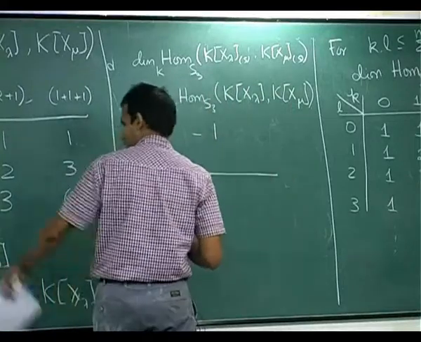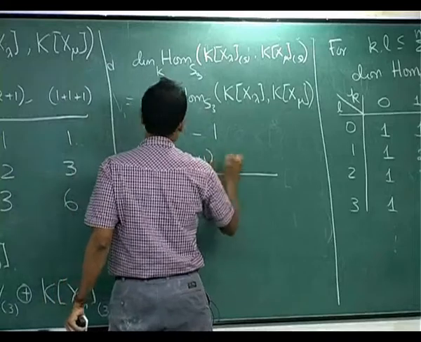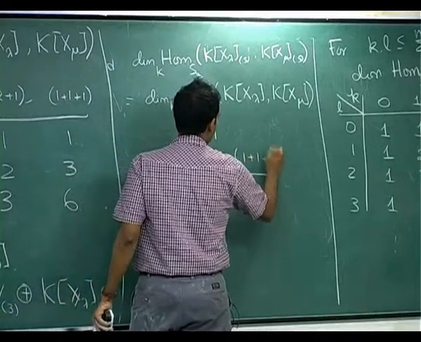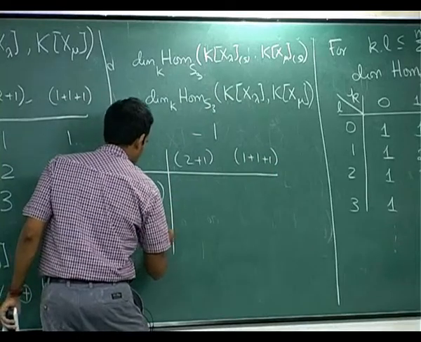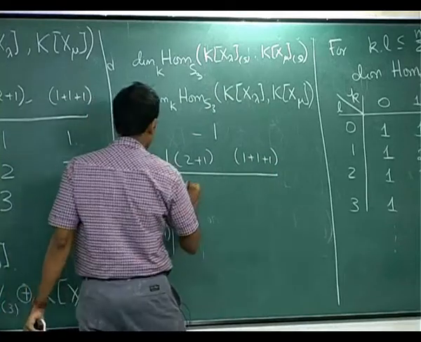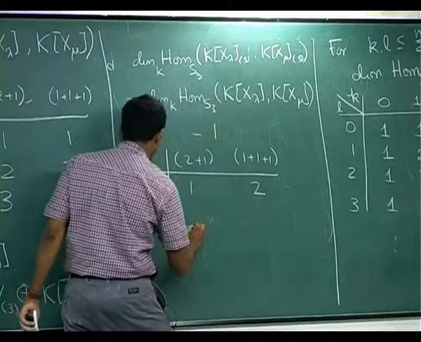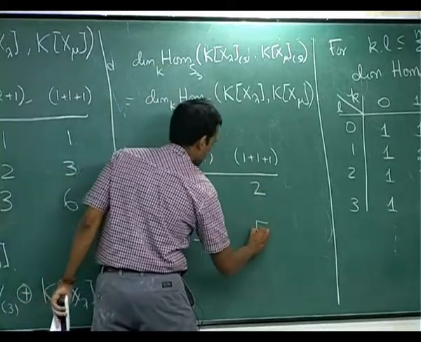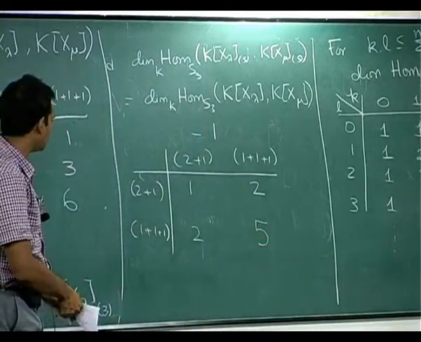So v3 is kx3. We don't worry about kx3 anymore. We write 2 plus 1 and 1 plus 1 plus 1, 2 plus 1 and 1 plus 1 plus 1. And hey, 2 minus 1 is 1. Okay, here something new happens. Now we've got a 2 here, we've got a 2 here, and we got a 5 here. So now the story has changed a little.